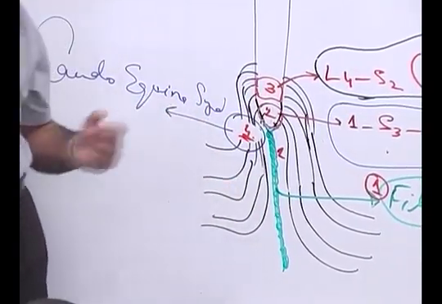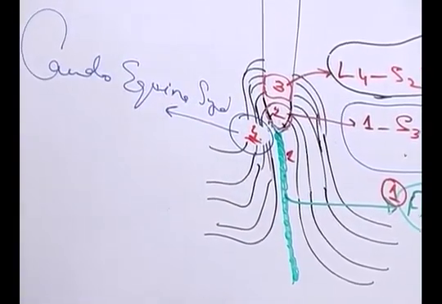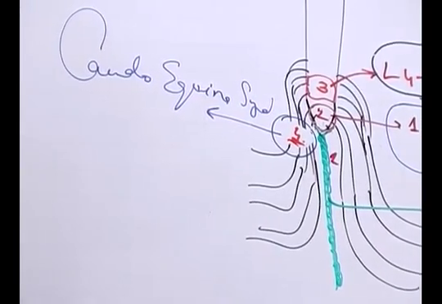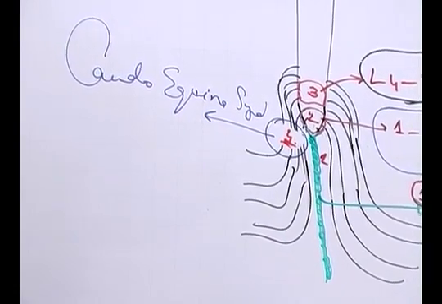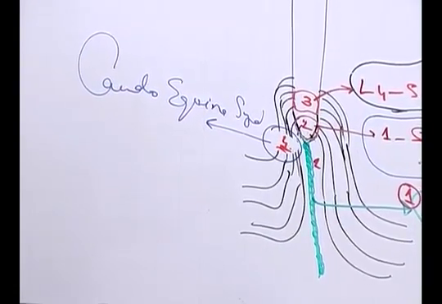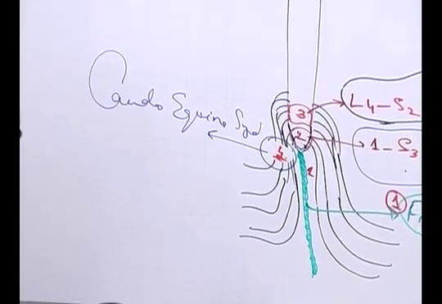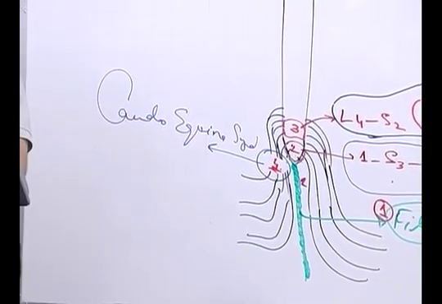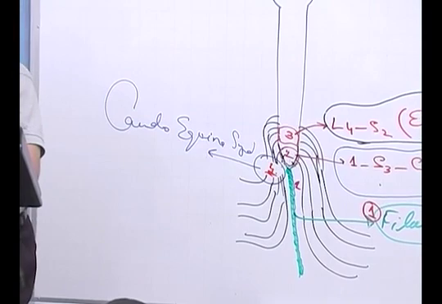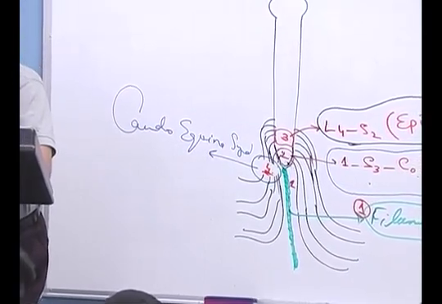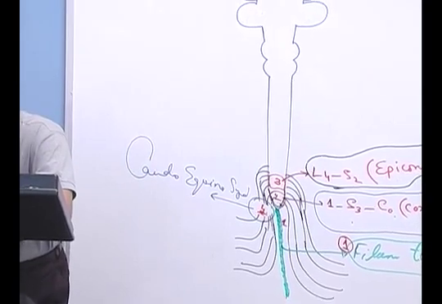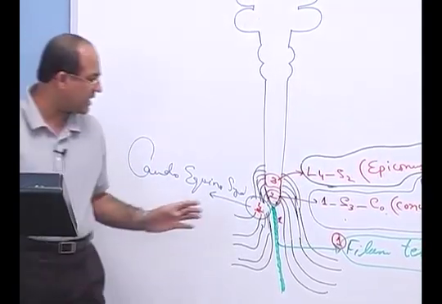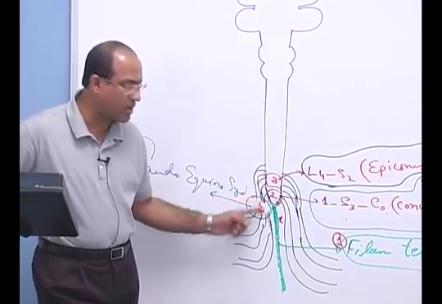But cauda equina has which problems? Unilateral in a dominant way, right? Usually there is an intervertebral disc herniation which is too massive, or there is some tumor from the side which is impinging on the cauda equina. In cauda equina, what really happens is that when sensory nerves are irritated, that may produce intense radicular pain or root pain, right?